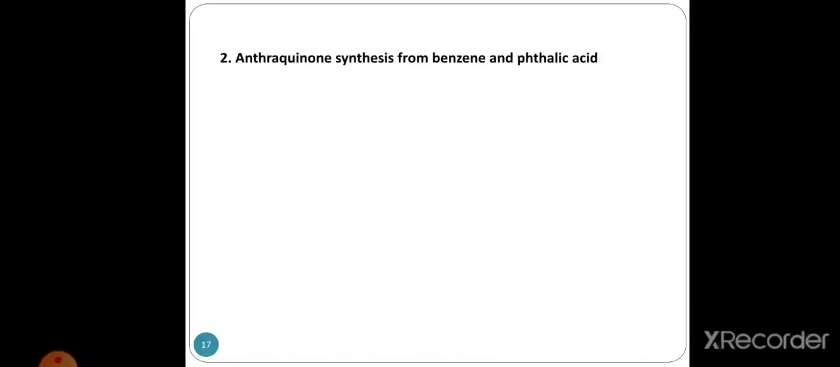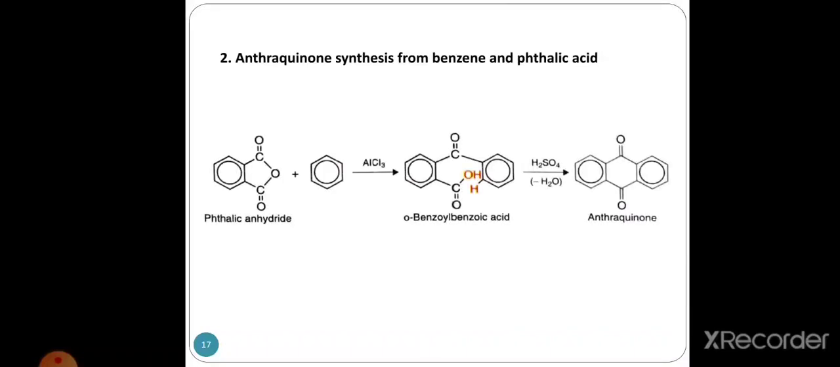Second method is synthesis of anthraquinone from benzene and phthalic acid. This is the scheme. When benzene is treated with phthalic anhydride in the presence of aluminum chloride, orthobenzoyl benzoic acid is obtained. Further treatment of this with concentrated sulfuric acid yields anthraquinone.